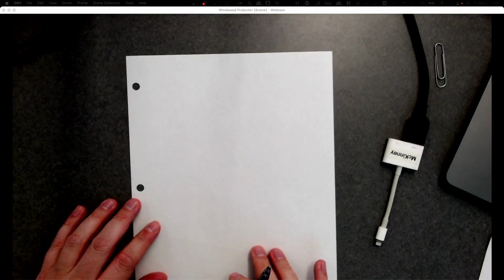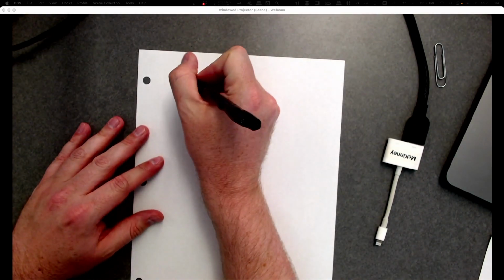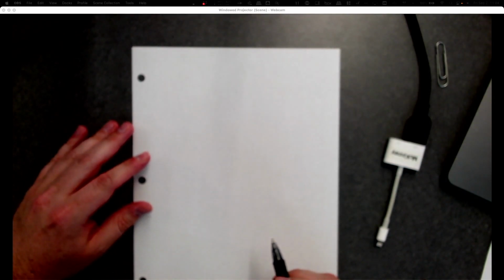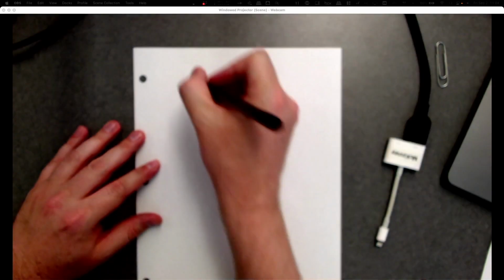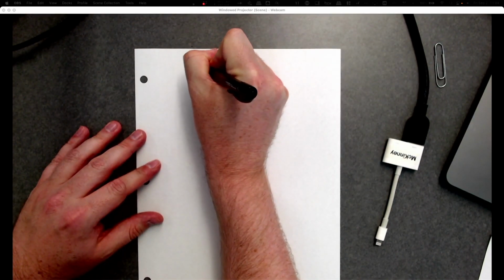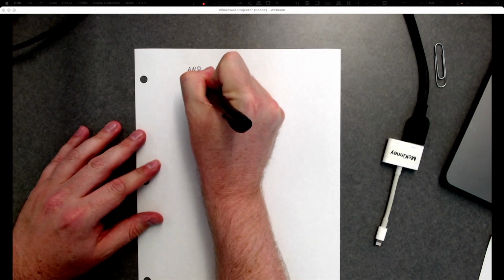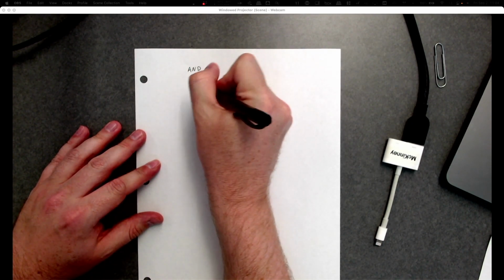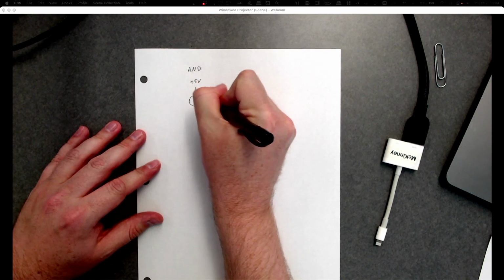Let's pick up where we left off last time. I'm going to draw the schematics for the gates that we built. We started with the AND gate, and we had 5 volts. It's going to be a little blurry until I finish drawing it, so just relax.